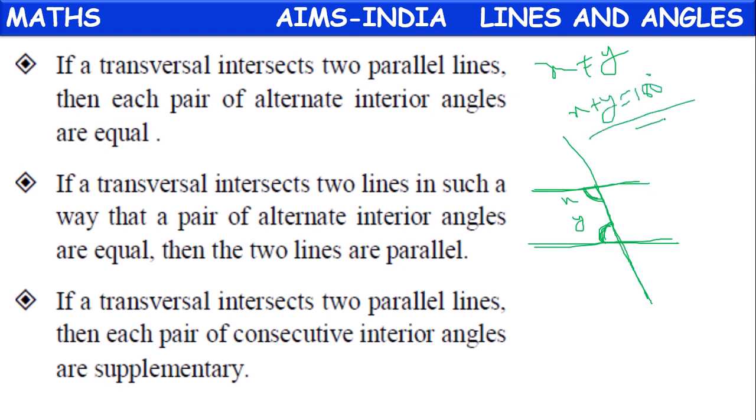They are supplementary. Whereas if this is x, upside for the transversal, and this downside angle is z, then x and z are called alternate interior angles. Alternate interior angles are always equal. Angle x equal to angle z.